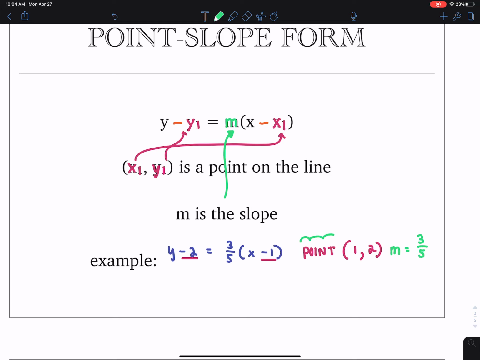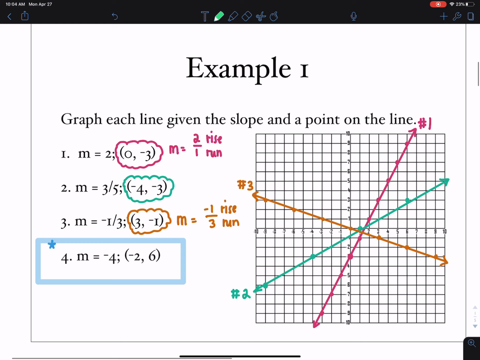So once we have this, we're essentially back to what we just did with example 1. We have our point and we have our slope.